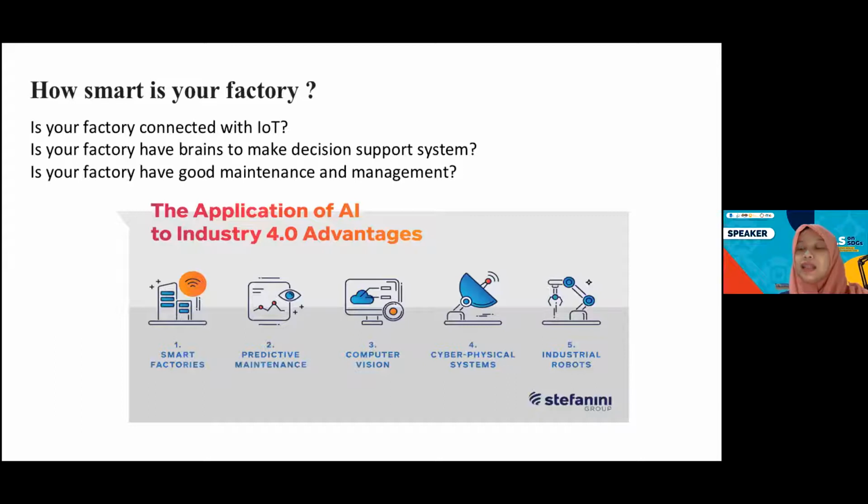IoT means Internet of Things, because everything around us is currently connected with the internet. So all the things around us which are connected with the internet can be called IoT. And these are five pillars that make good AI implementation in Industry 4.0: smart factories, predictive maintenance, computer vision, cyber physical systems, and also industrial robots. We will discuss them one by one.